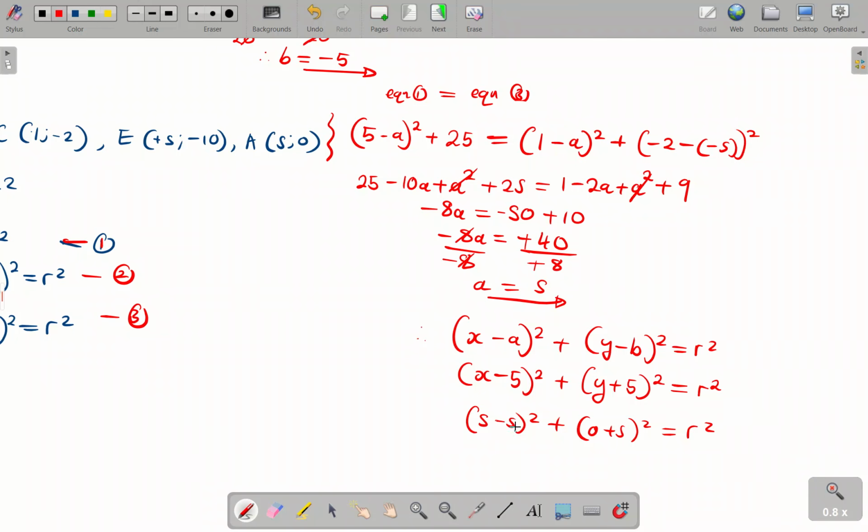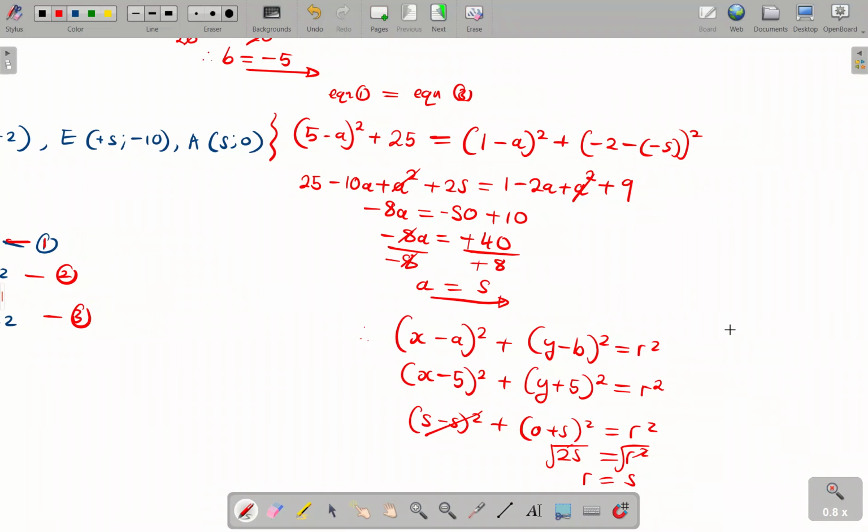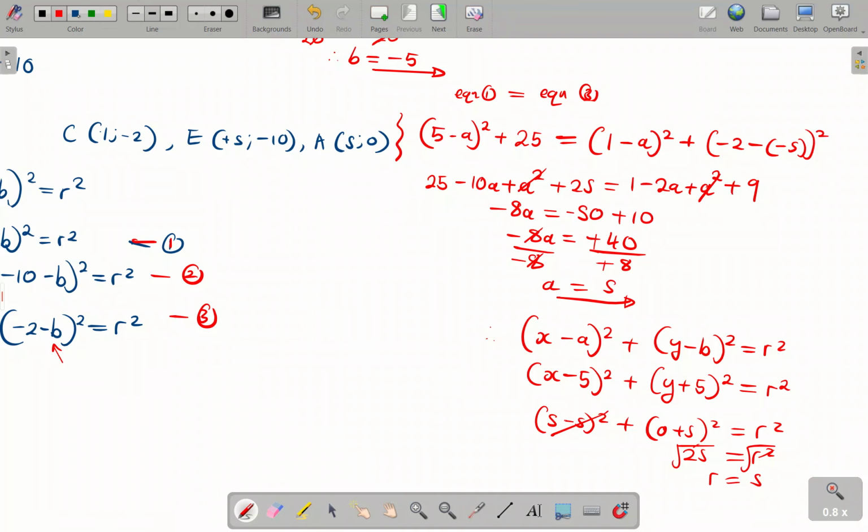This one, 5 minus 5, that's 0 squared, that's 0. So this goes away. 5 squared, that's 25. And then r squared, so take the square root. This rationalizes, so r is simply 5. Everything is 5, guys. So now let me just conclude here.